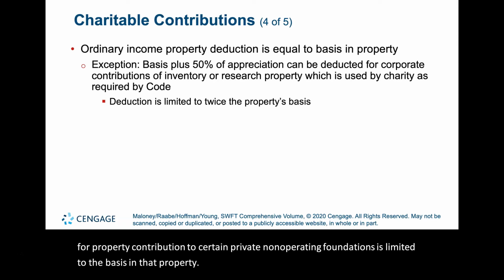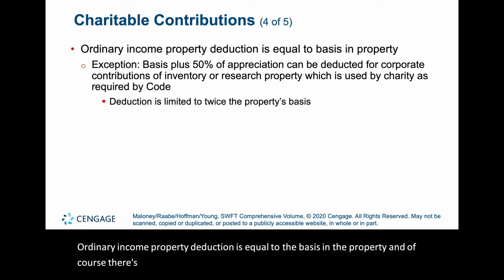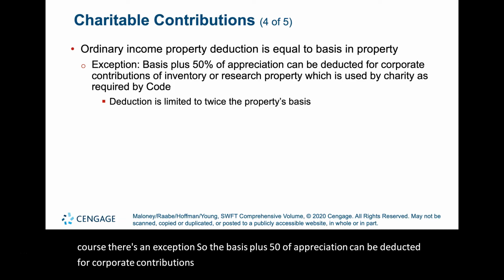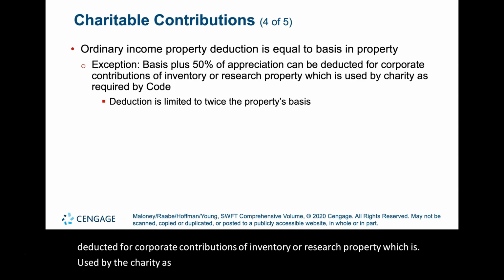Ordinary income property deduction is equal to the basis in the property and of course, there's an exception. So the basis plus 50% of appreciation can be deducted for corporate contributions of inventory or research property, which is used by the charity as required by the code, but the deduction is limited to twice the property's basis.